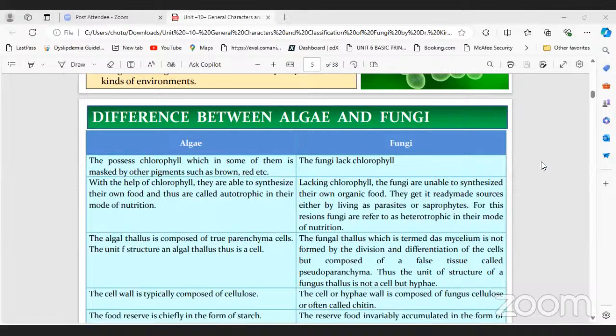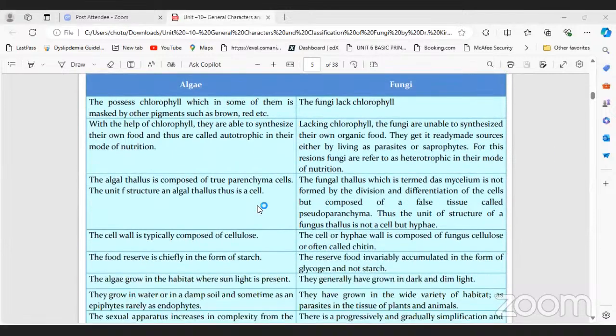Next one, thallus. Coming to the thallus. The algal thallus is composed of true parenchyma cells. The unit of structure is called thallus. You know, the undifferentiated plant body present in algae, that name is called thallus. But what type of tissue is present? Mostly the thallus is made up of parenchymatous tissue.